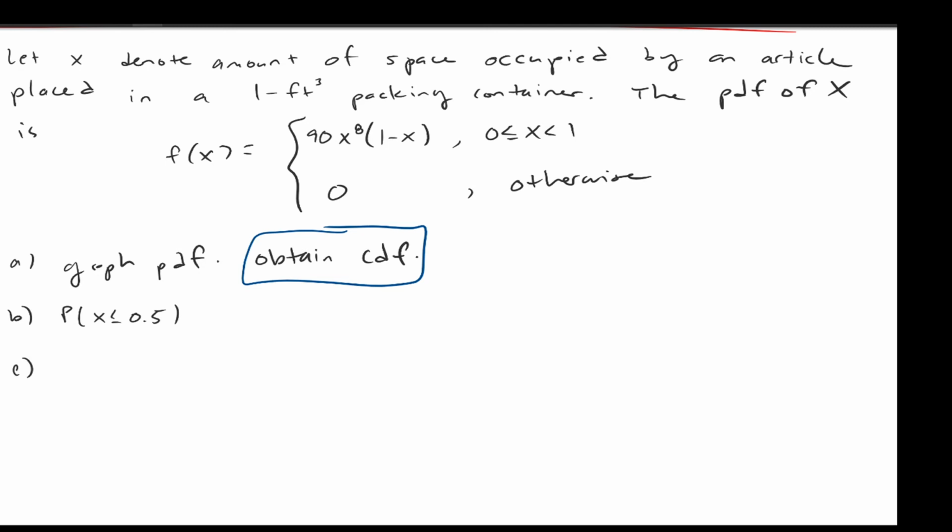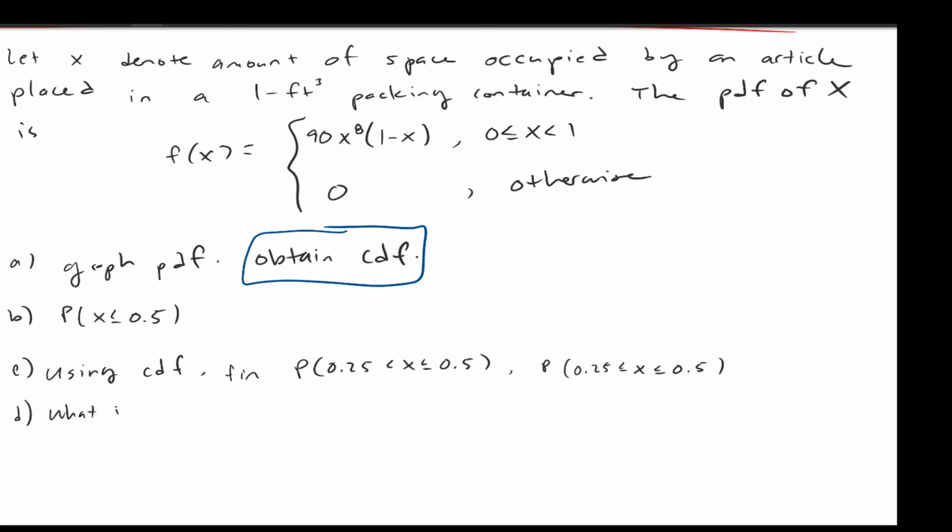Part C says using the CDF, find the probability that 0.25 is less than x less than or equal to 0.5, and the probability that 0.25 is less than or equal to x less than or equal to 0.5. And then part D, what is the 75th percentile? So what is the 75th percentile?